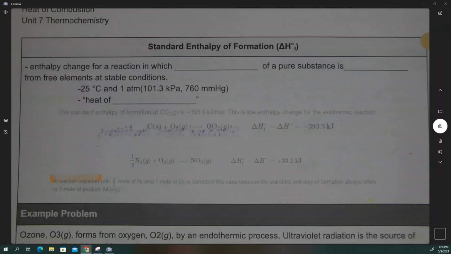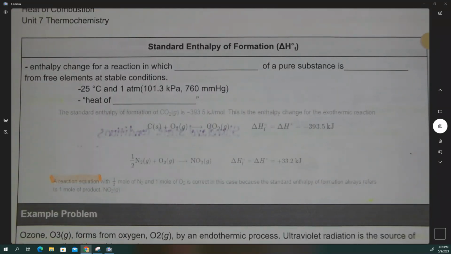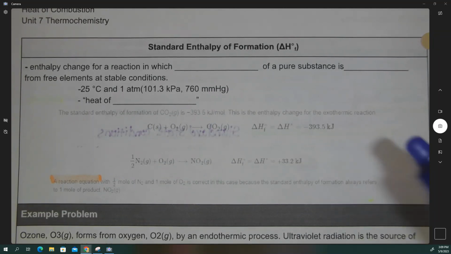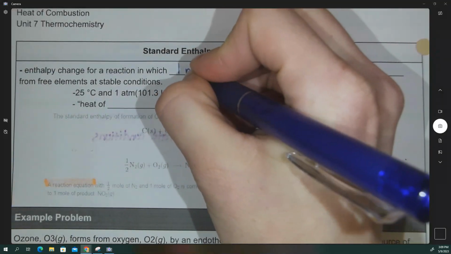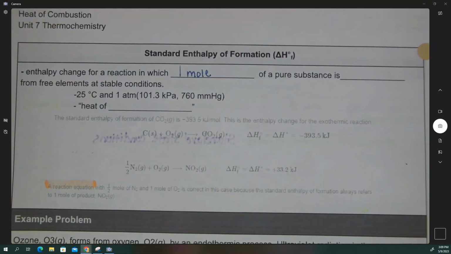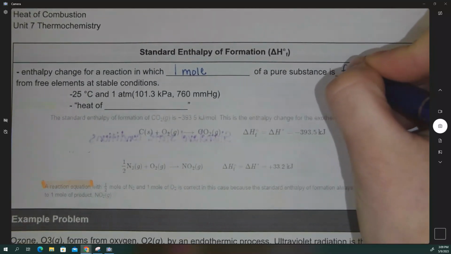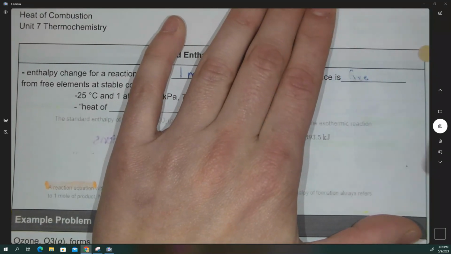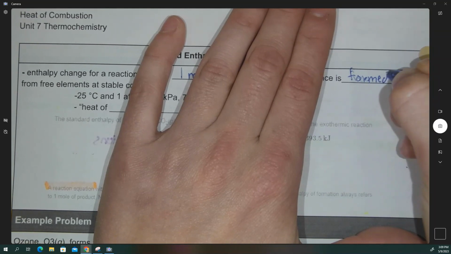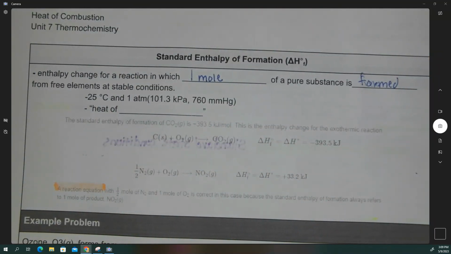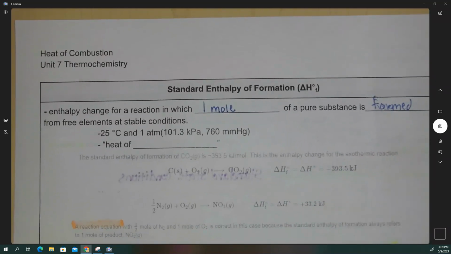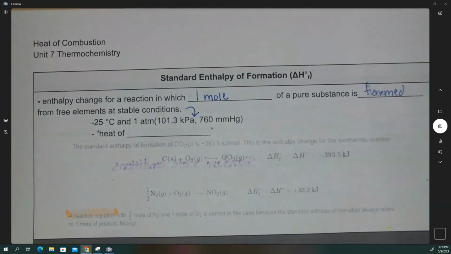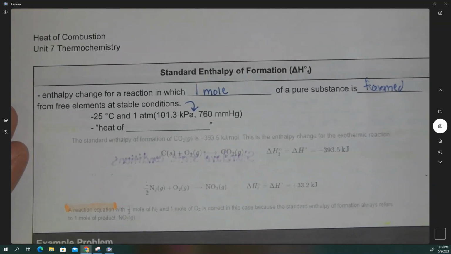See how we can do. Okay, so enthalpy of formation is going to be the enthalpy change for a reaction in which 1 mole of a pure substance is formed from its free elements at stable conditions. Remember our standard state conditions, or our stable conditions, are at 25 degrees Celsius and 1 atm, or 101.3, or 760 millimeters of mercury.